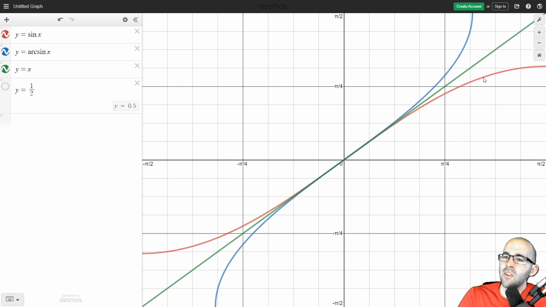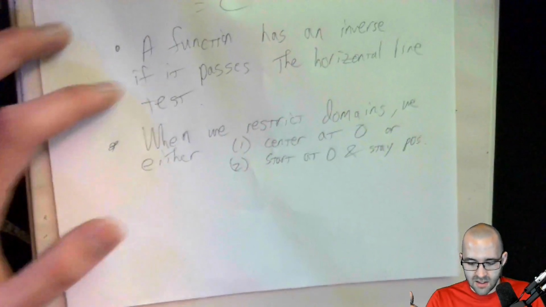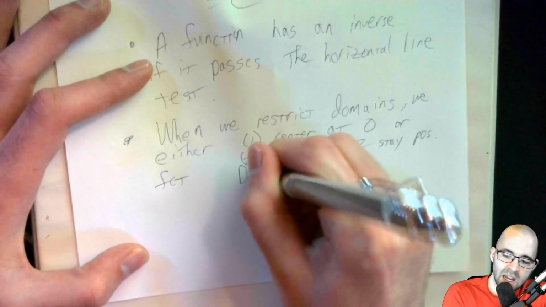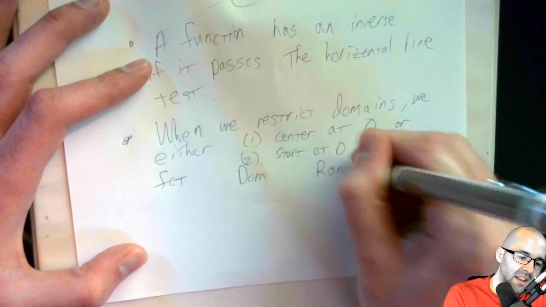Now notice our red function and our blue function, they're both functions and they are symmetric. They reflect each other across this green line. All right, this blue function is our inverse sine, otherwise known as arc sine. So let's make a table with function, its domain, and its range.